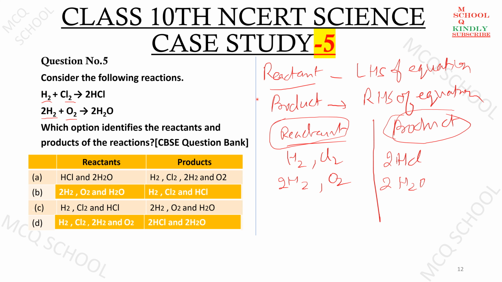So we know that in equations, the reactants are on the left hand side and the products are on the right hand side. So in these two equations, the reactants are hydrogen and chlorine, and hydrogen and oxygen. These are the reactants, and all of these are on the left hand side. So option D is suited for this. Similarly, the products are HCl and H2O. So the perfect answer is D.